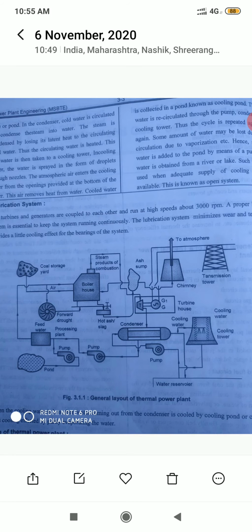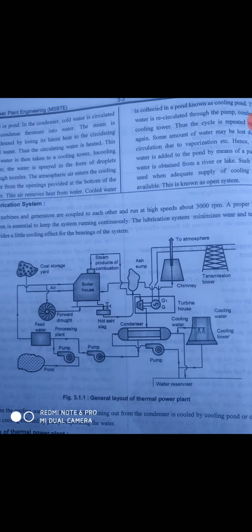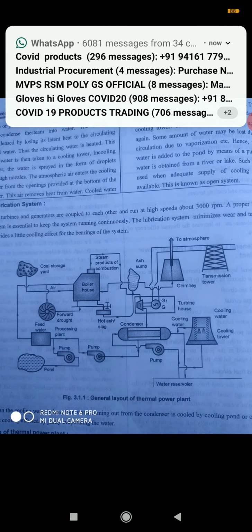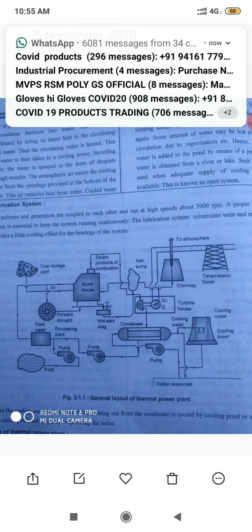This steam is passed through the steam turbine where it expands and part of its thermal energy is converted into mechanical energy. The turbine shaft is coupled with generator which converts mechanical energy into electrical energy. The steam coming out of steam turbine is condensed in a condenser and the condensate is supplied back to the boiler with the help of feed pump with some makeup feed water and the cycle is repeated. So these are certain workings of a thermal power plant.